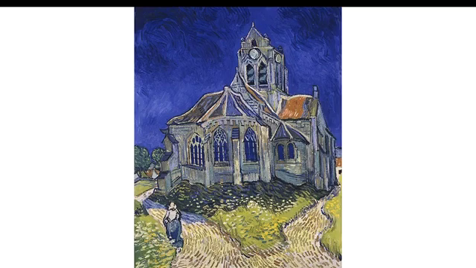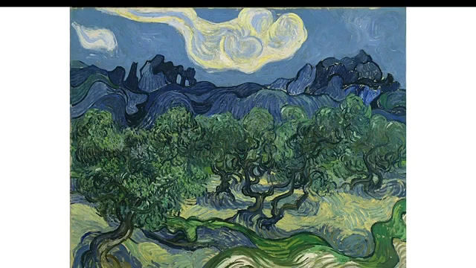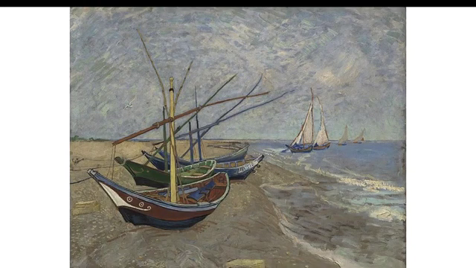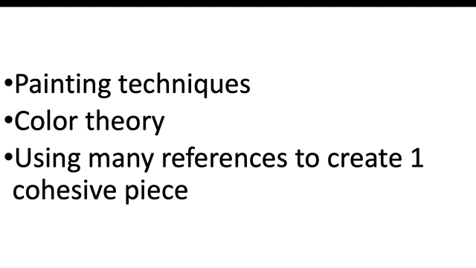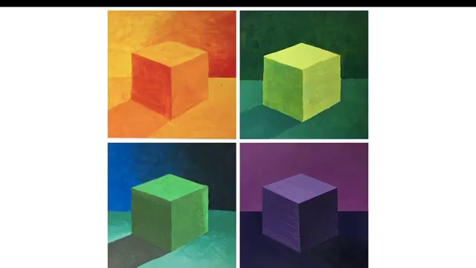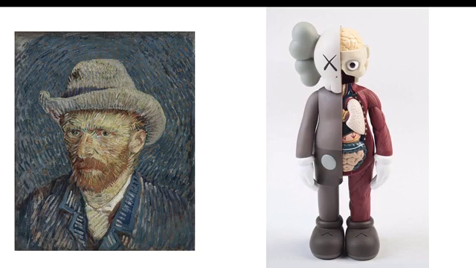Anyway, moving on. A little more specific here. We're doing a painting lesson at the very beginning of advanced art, and the lesson is inspired from very famous artist Vincent van Gogh. In this lesson, we're going to be getting into specific painting techniques, color theory, and using many different references to create one cohesive piece. We learn the different painting techniques and apply them to geometric shapes first.